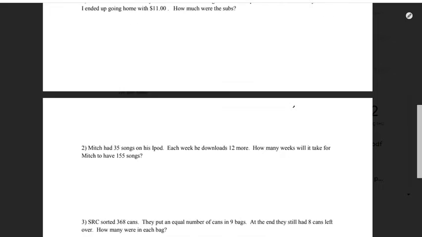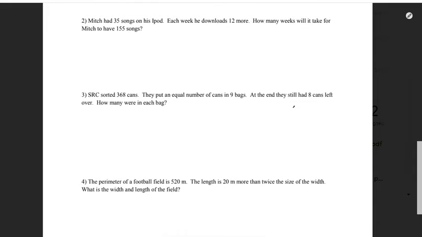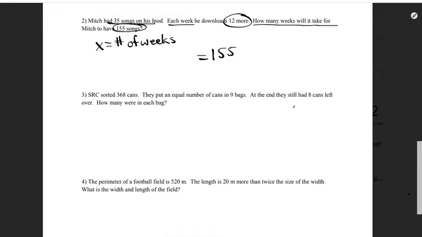So let's take a look at something here. Very typical question you're going to get. Mitch had 35 songs. Each week, he demos 12 more. How many weeks will it take? So before I even finish the question, I'm going, x is going to equal number of weeks, because that's what they want us to know. And they want to know how many weeks will it take Mitch to get to 155. So I'm going to eventually get to 155.